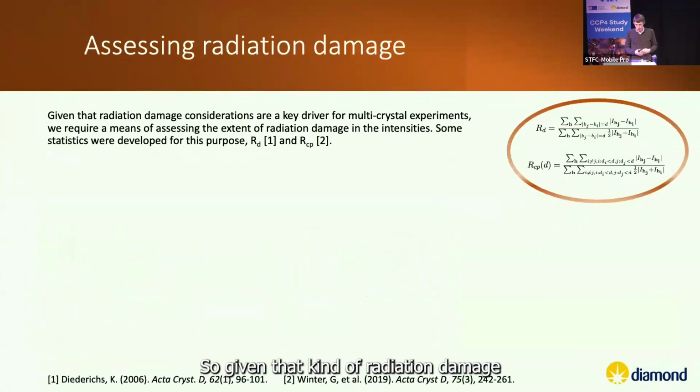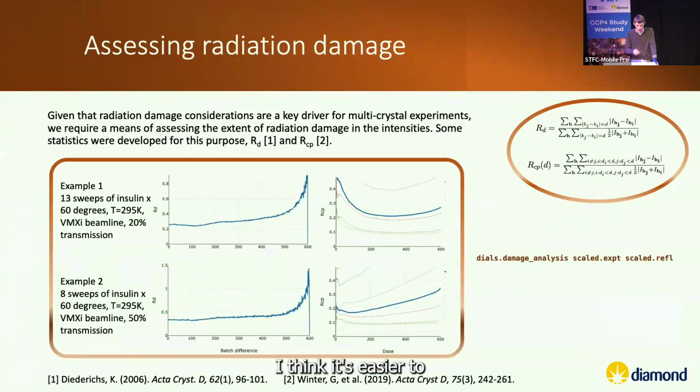Okay, so given that radiation damage is a key driver for multicrystal experiments, we require different means to assess these. There are 2 metrics that were developed for this: the RD, the dose-dependent R factor, and the RCP, which is the cumulative pairwise R factor that depends on dose. I think it's easy to explain these with a few examples.